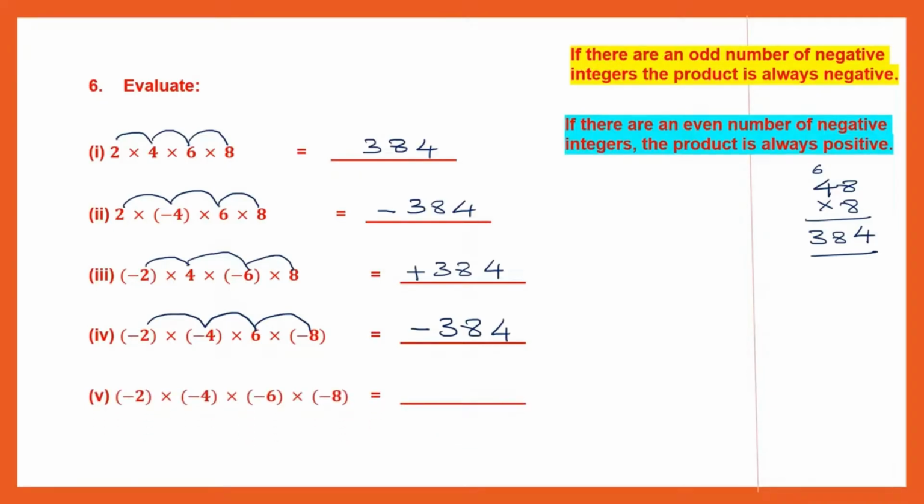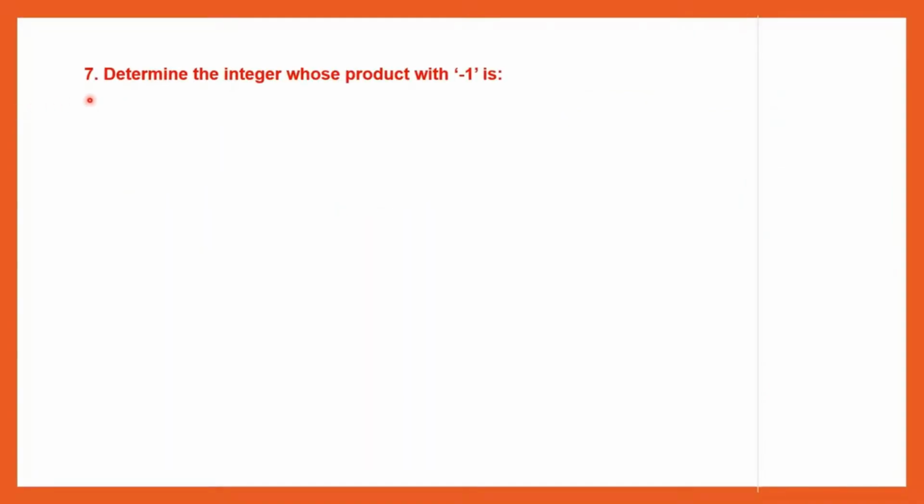Fifth one, let's count the negative integers. 1, 2, 3, 4. There are 4 negative integers and 4 is an even number. So the product is positive. Now multiply. 2 4s are 8, 8 6s are 48, 48 into 8 is 384. So our answer is 384. Question 7.